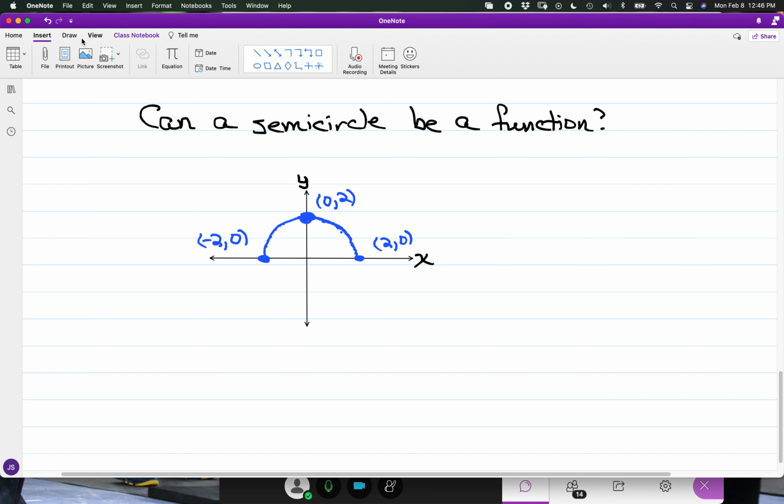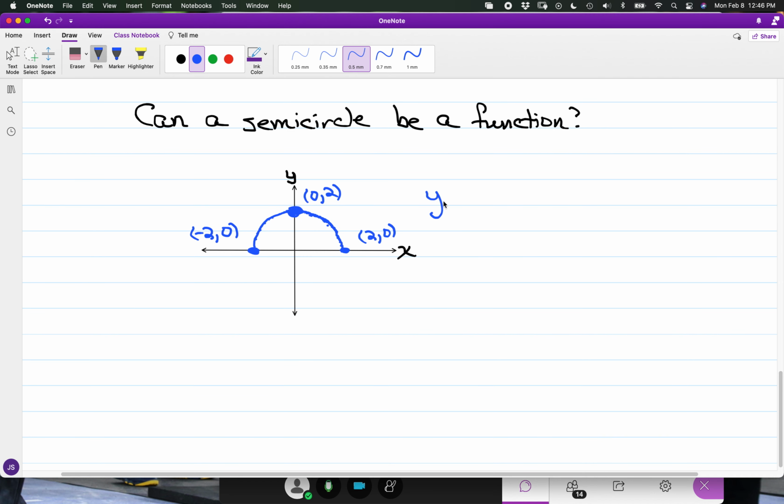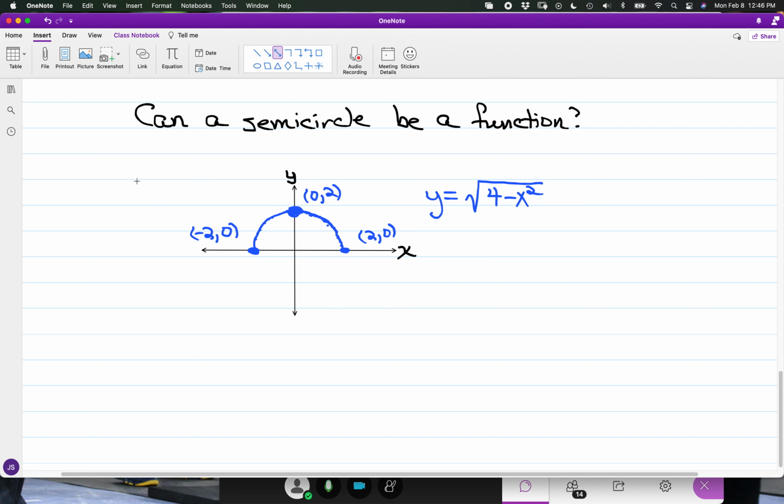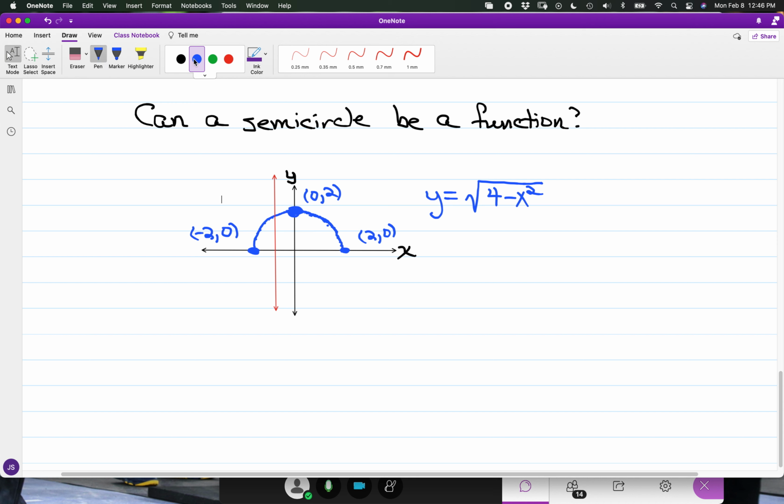Okay, say we have this one. This would be the case where y is equal to the square root of 4 minus x squared. So y is equal to the square root of 4 minus x squared. And if I run a vertical line through this, even going from end to end, you will have the intersection at most 1 point. So a semicircle can be a function.